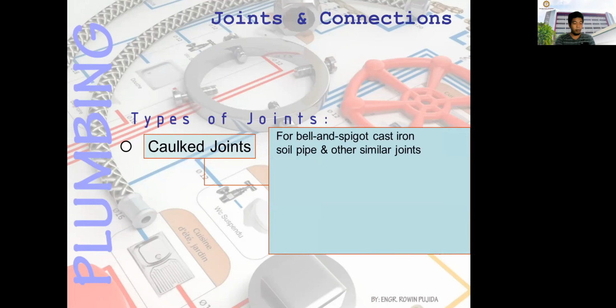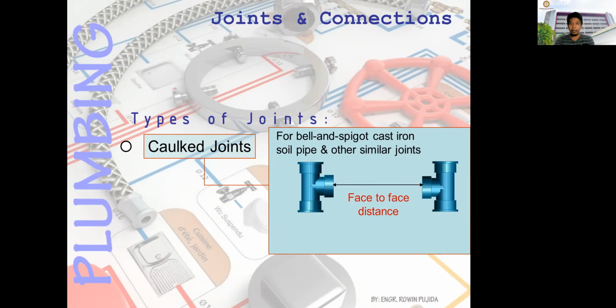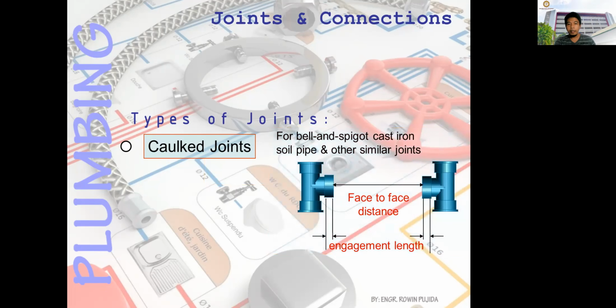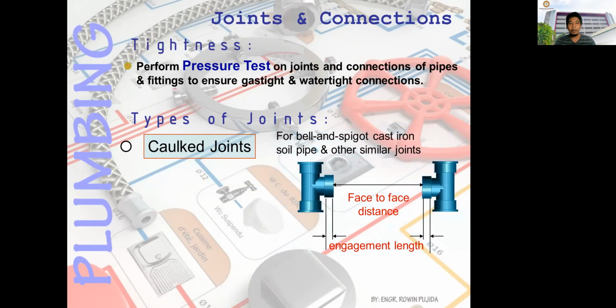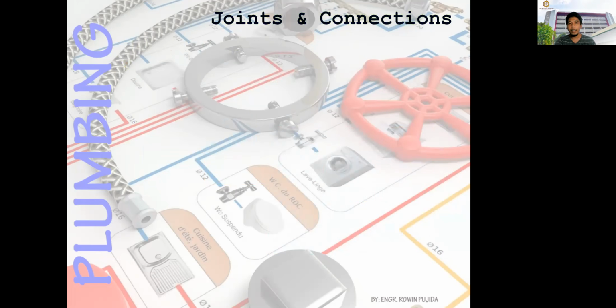First is the caulk joint, for bell and spigot, cast iron soil pipe, and other similar joints. So you have here the face-to-face distance and engagement length. Okay, so that is for the caulk joint. For the tightness, perform a pressure test on joints and connections of pipes and fittings to ensure gas tight and water tight connection. Okay.